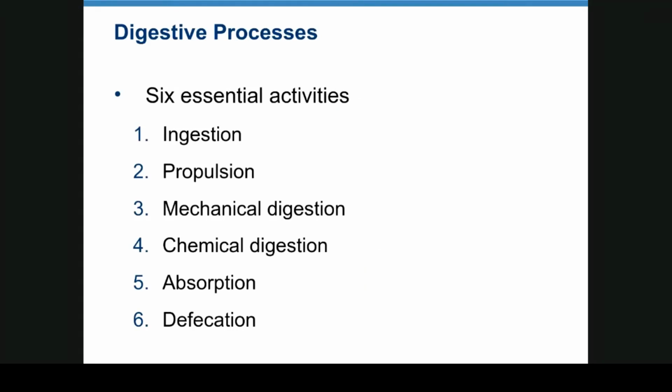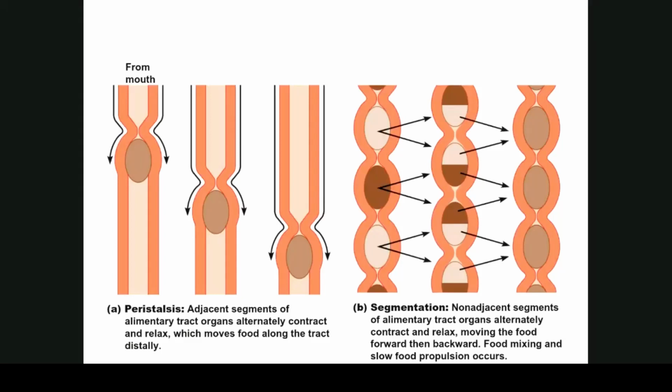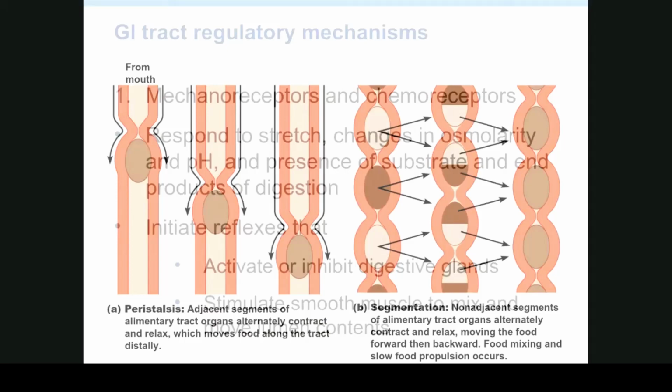Activities for digestion: ingestion, propulsion, that's eating, moving things along, mechanical and chemical digestion, absorption, and defecation. This is showing a picture of peristalsis. This is supposed to be the esophagus, and you have waves of contraction that move the food down until it gets to your stomach. Now, segmentation could happen in your gut, and you have contraction here, then here, then here, then here, and it moves food up and down and pushes it back and forth where you get movement of the food for digestive purposes.